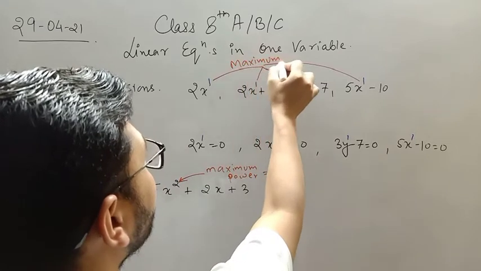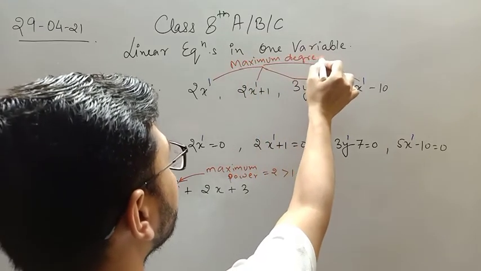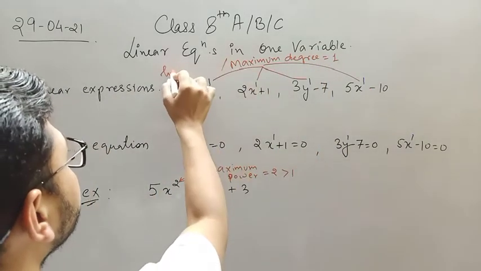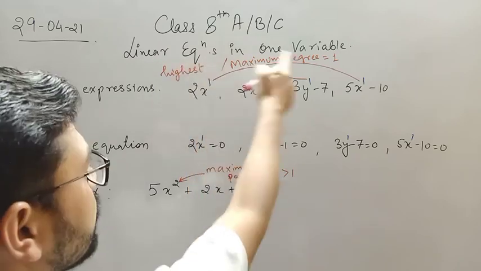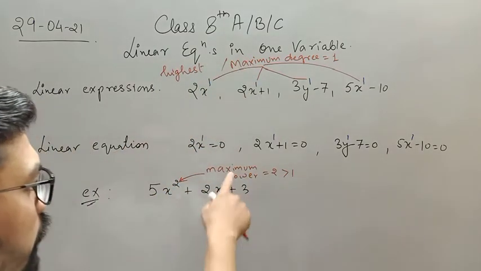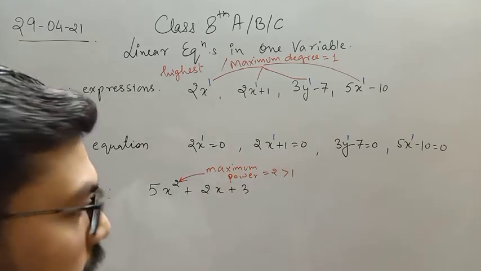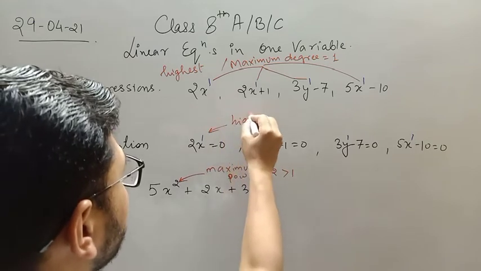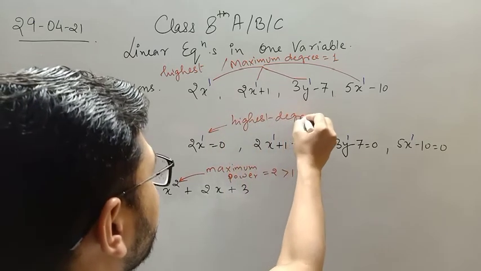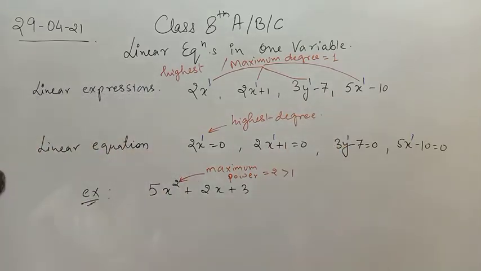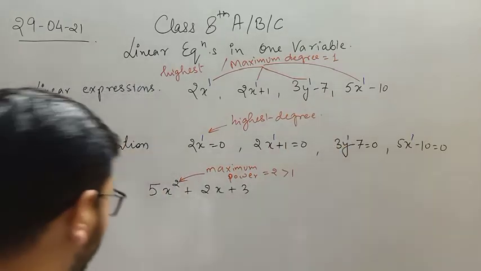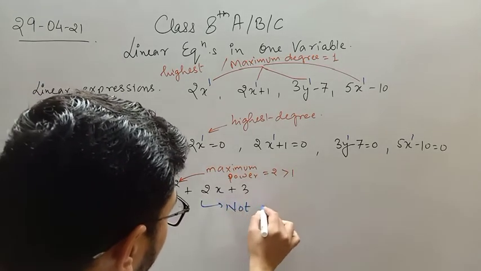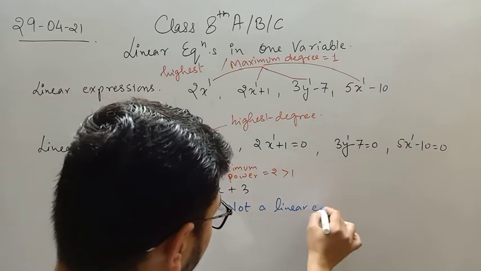Maximum power, you can say degree, is equal to 1. Maximum, or you can say highest degree. Highest degree of the variable equals 1. You can use the term maximum power, or the more technical term is highest degree. Highest degree of the variable is equal to 1. So this is not a linear equation.